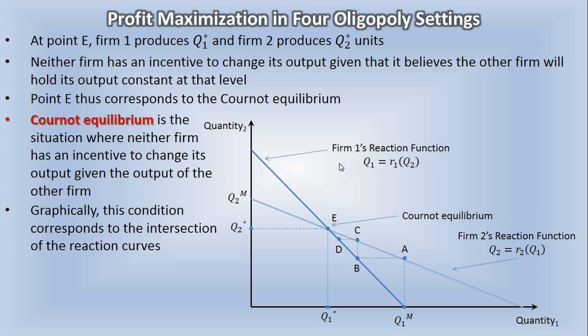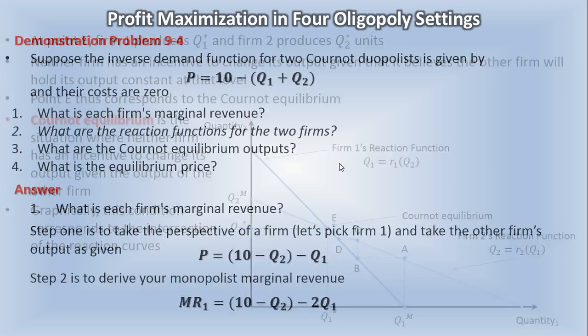So we graphed them first, putting quantity of firm 1 on the x-axis and quantity of firm 2 on the y-axis. This is firm 1's reaction function. This is firm 2's reaction function. Where they intersect is the equilibrium for the Cournot oligopoly setting. So that's the set of outputs that is going to maximize both firms' profits, given the nature of demand and the nature of their costs.